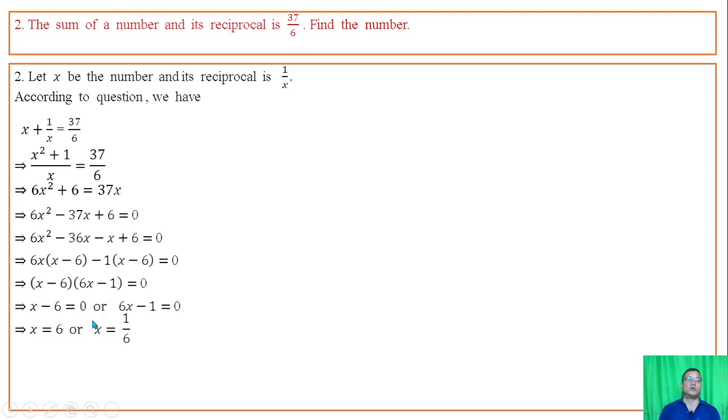Their product is 0. First factor may be 0 or second factor may be 0. First factor, that is x minus 6 equal to 0, gives x equal to 6, or 6x minus 1 equal to 0 gives x equal to 1 by 6. Thus the number is either 6 or 1 by 6.